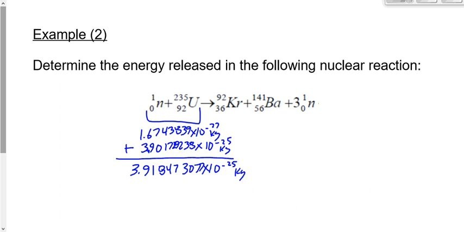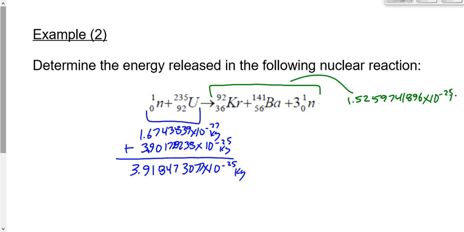Would you expect the mass on the right side to be greater or less than that? Less, because we lose mass, right? That's the mass defect. The mass of krypton-92, again, given to you, is 1.5259741896 times 10 to the minus 25 kilograms. The mass of barium-141 is 2.3391792392 times 10 to the minus 25 kilograms. On a test, all of these numbers would be given to you somewhere, in a table, in a paragraph, somewhere.